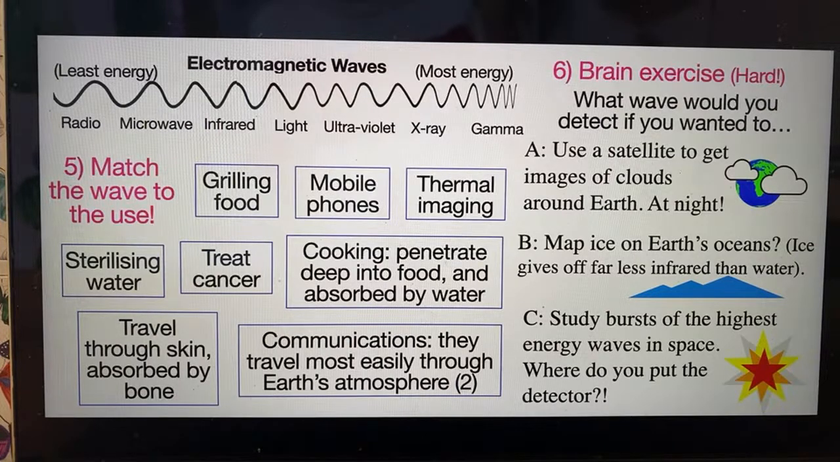Which is used for cooking, because it penetrates deep into food and is absorbed by water? Which wave travels through skin but is absorbed by bone? And which two of the waves are used for communication, because they travel most easily, not perfectly, but most easily through Earth's atmosphere.